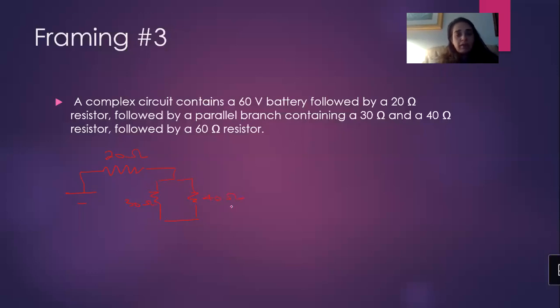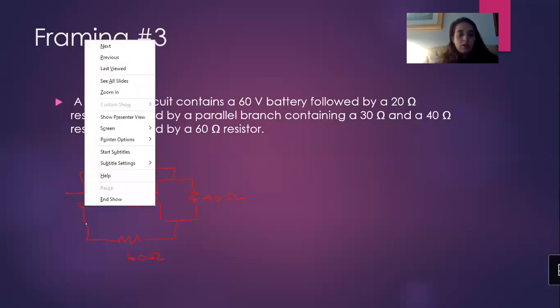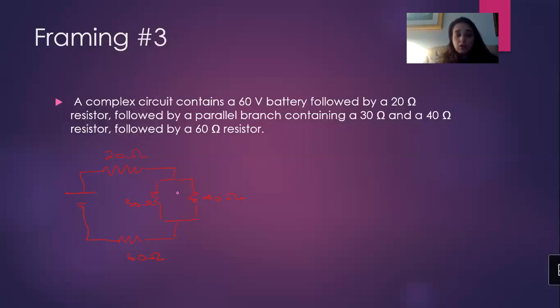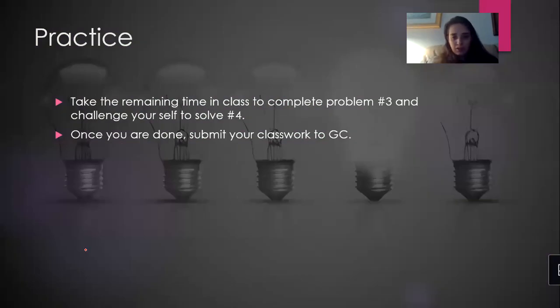All right, so far so good. Then this parallel branch is followed by a 60 ohm resistor. So I'm just going to add another resistor here, and then I'll finally connect that to my battery. Okay, so it's connected there. That's how you should consider this problem and then solve the rest.